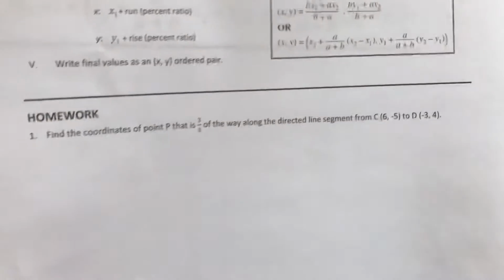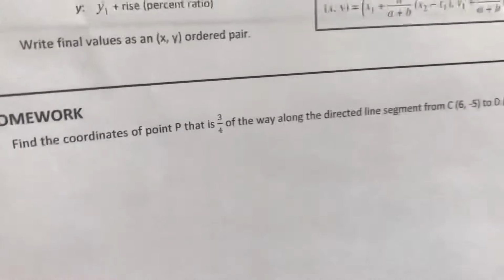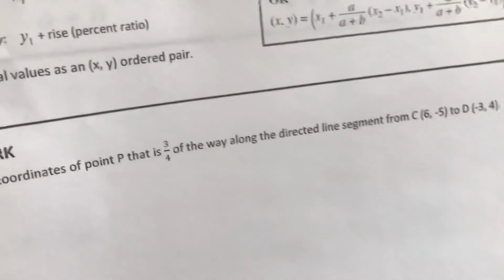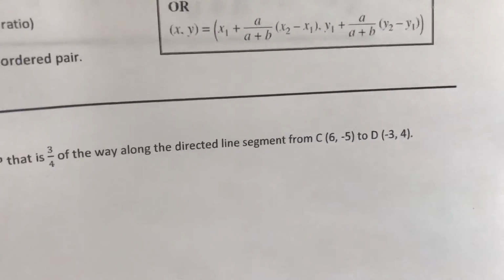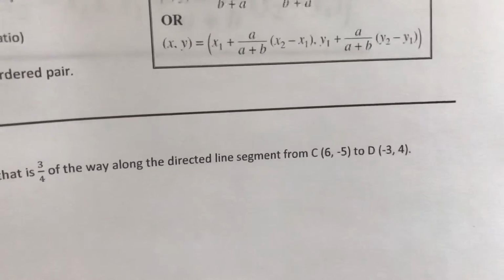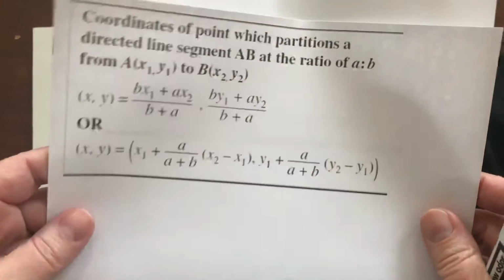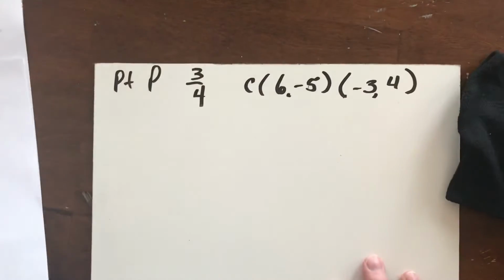Now, what if you have a question that looks like this? Find the coordinates of point P that is 3/4 of the way along the directed line segment from C (6, -5) to D (-3, 4). We're going to still use that. Again, I like the monstrosity formula, but I like the one at the bottom better. But the problem is we have 3/4.